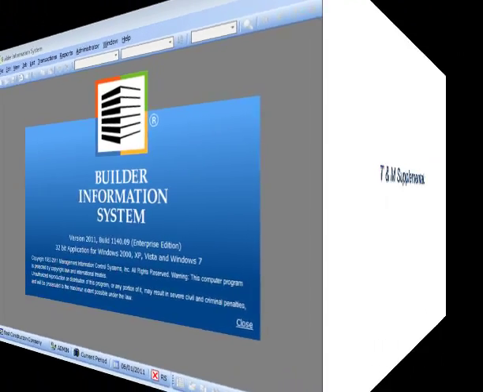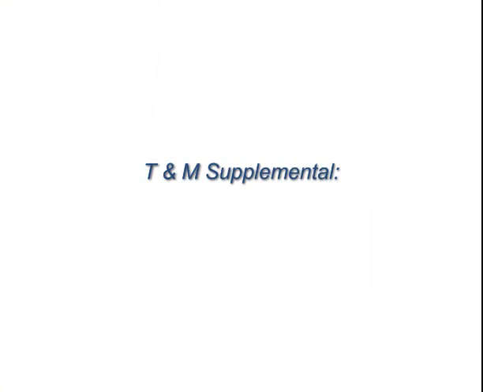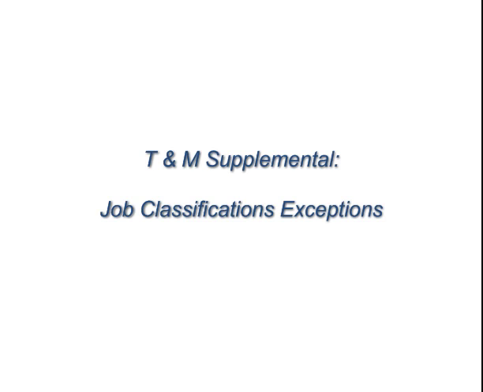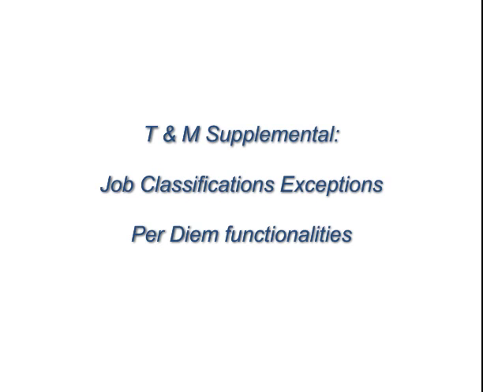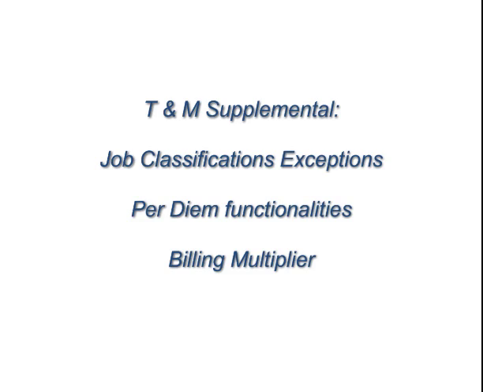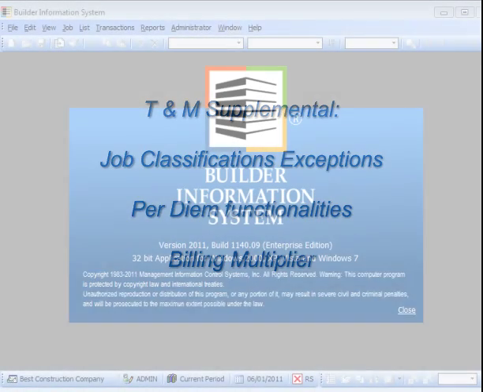This tutorial is a supplemental to the time and materials billing process and will touch upon the job-specific classification exceptions for labor along with the expanded per diem functionalities with Billing Multiplier added to Builder Information System.